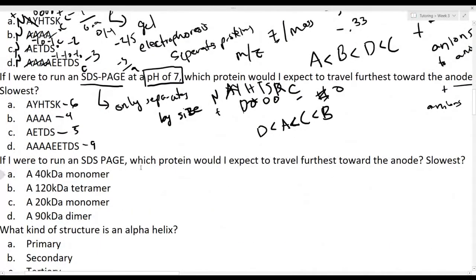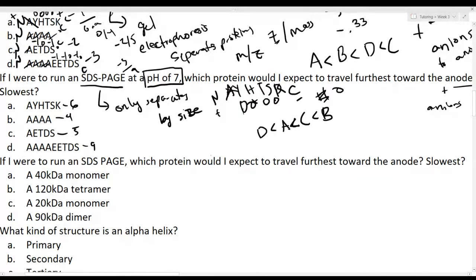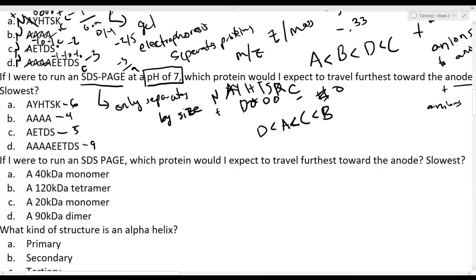If I were to run an SDS page, which protein would I expect to travel furthest toward the anode and fastest? Okay, so this is the other thing that SDS page does. When you've got a polymer of multiple protein subunits, it breaks them down into monomers. So what I have here is a 40 kilodalton monomer. Okay, great. So that's moderately fast. I mean, it's something.